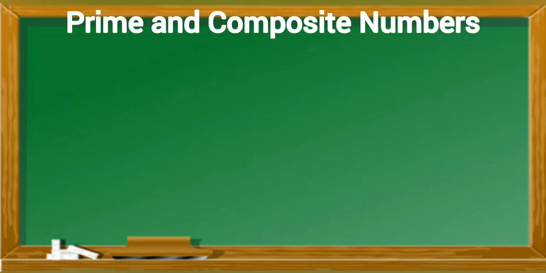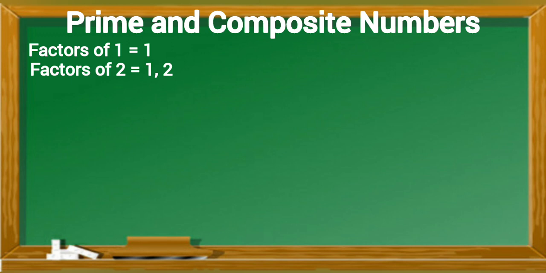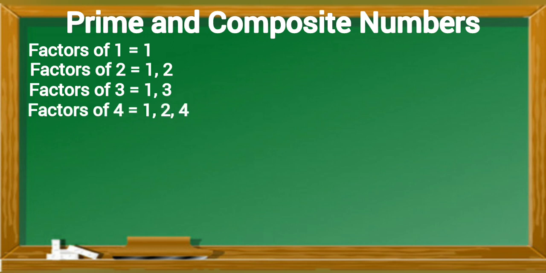Prime and composite numbers. Factors of 1 is equal to 1. Factors of 2 is equal to 1, 2. Factors of 3 is equal to 1, 3. Factors of 4 is equal to 1, 2, 4.